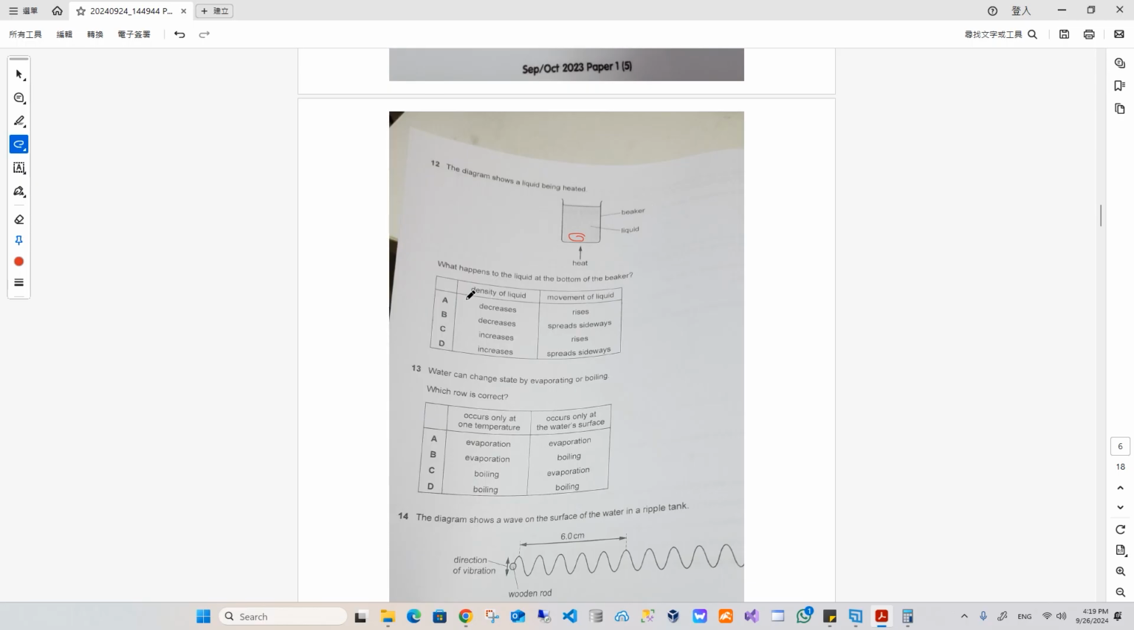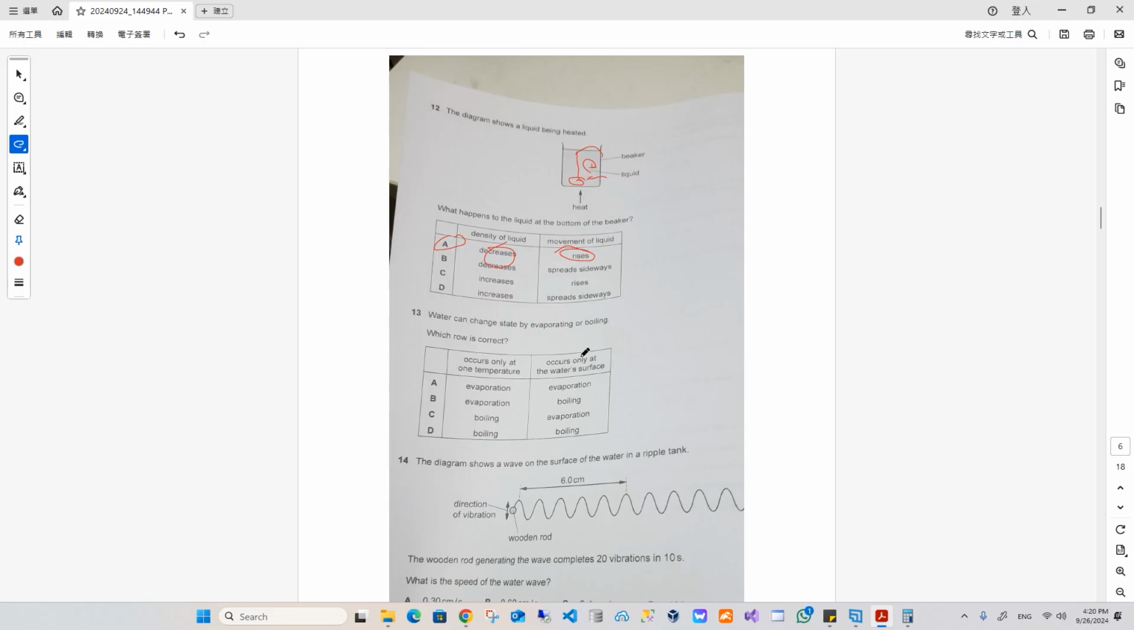convection. Okay, when the liquid at the bottom of the beaker gets heated, what happens? The density will be lesser. Lesser density rises, right? So that's why the hot liquid will go up, and then the cold one will come back here, so that you have a complete convection current like that. Okay, so the answer is A.